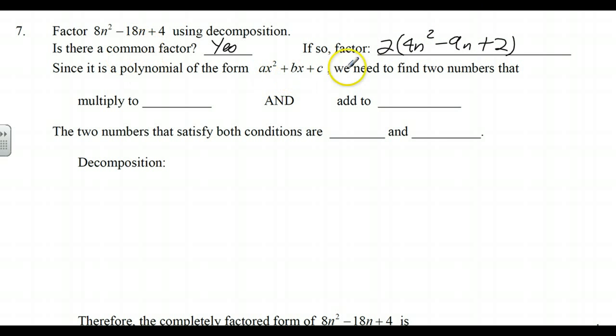Since it's a polynomial of this form, we need to find two numbers that multiply to 8. This is positive, and they're going to add to 9. Okay, so they're going to add. It's just they're both going to be negative. So the numbers are 8 and 1.